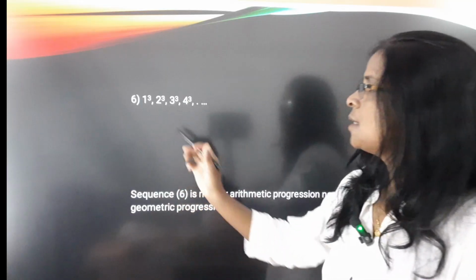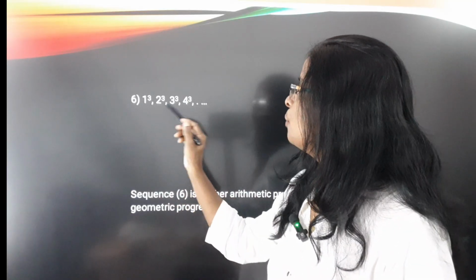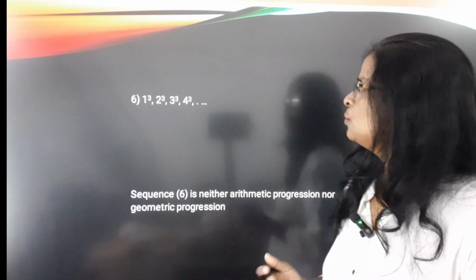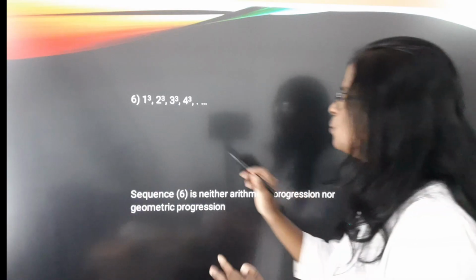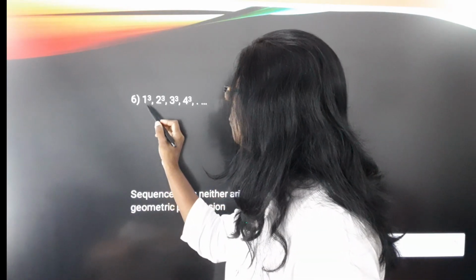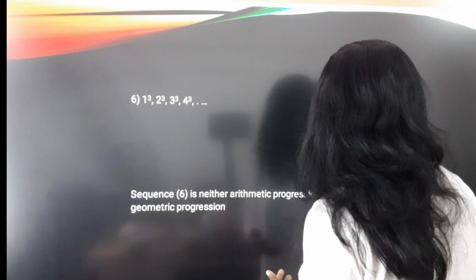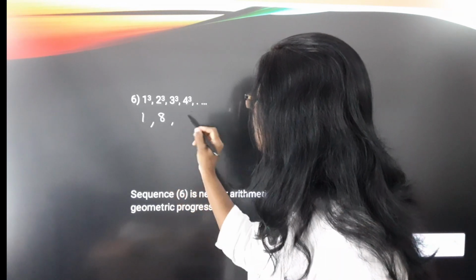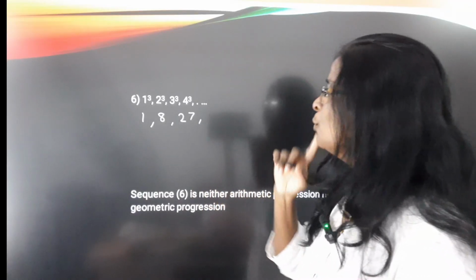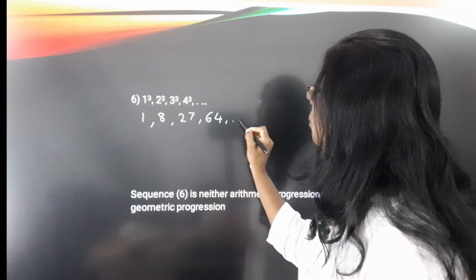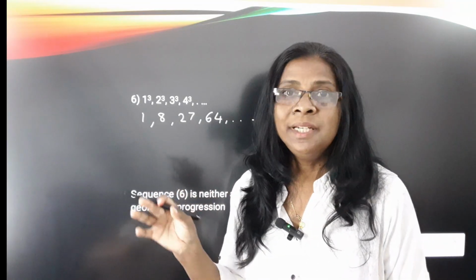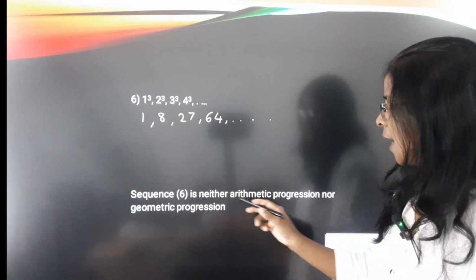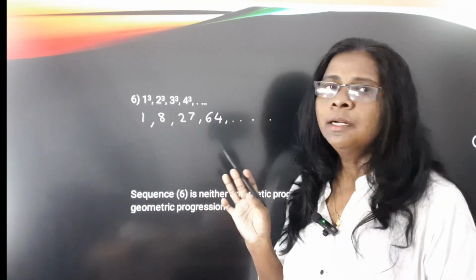Now here in this example, students, see cube of 1, cube of 2, cube of 3, cube of 4. There is no relation between them. Suppose the cube of 1 is 1, cube of 2 is 8, cube of 3 is 27, and the cube of 4 is 64. So we couldn't say that there is a relationship between the consecutive numbers. So we say that it is neither an arithmetic progression nor a geometric progression.